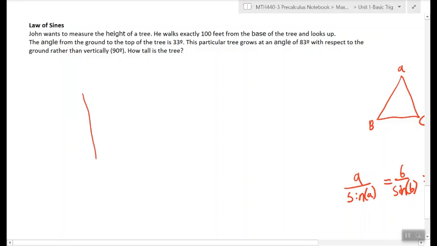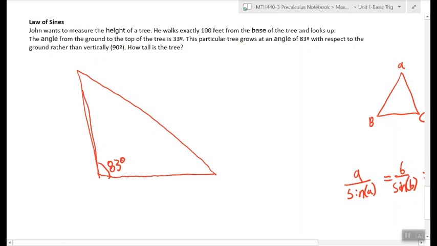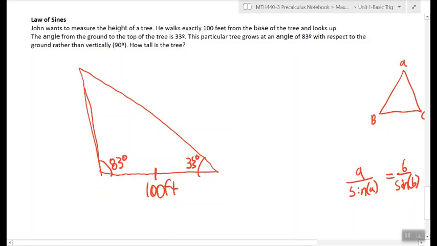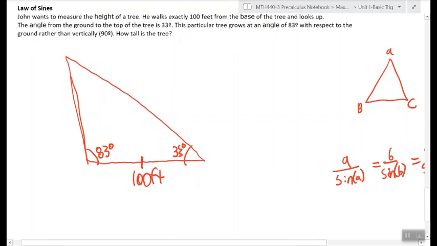So here's our triangle with the tree. It's not really straight, but it's close. And here is our 83-degree angle from the ground. And from the ground to the top of the tree, that's 33 degrees. And this right here is 100 feet. Alright, so to use the law of sines in this, we need essentially the angle opposite to this one, which is pretty basic.